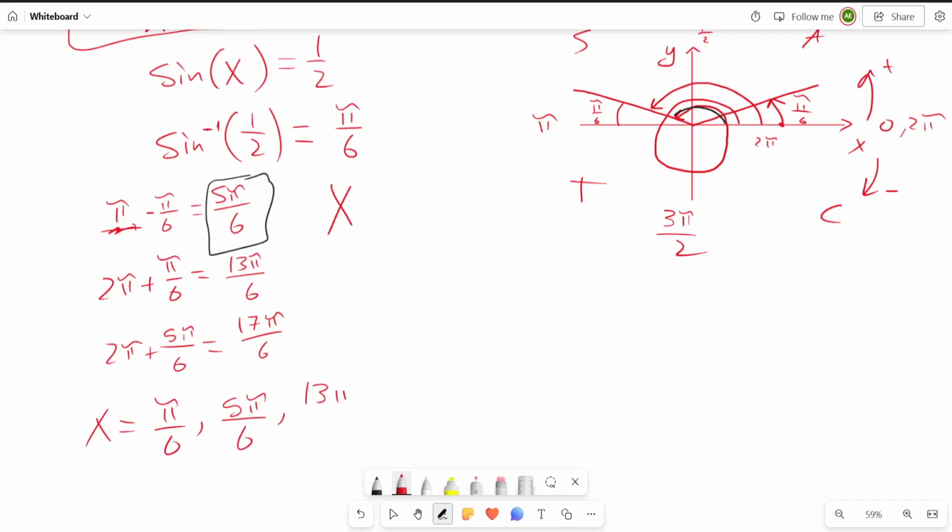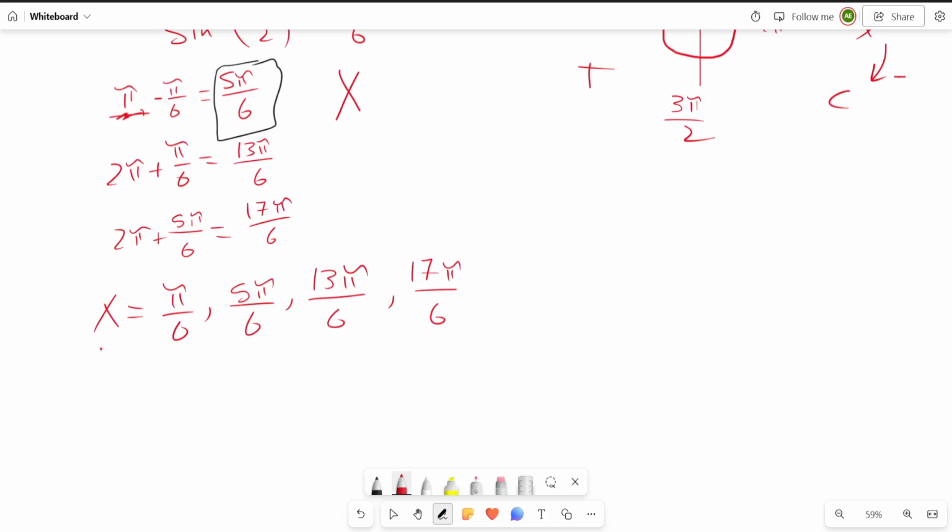And we got 13 pi over 6. And we got 17 pi over 6. We know that x equals 2 theta, so theta equals x over 2. So basically, theta is going to equal these angles divided by 2.